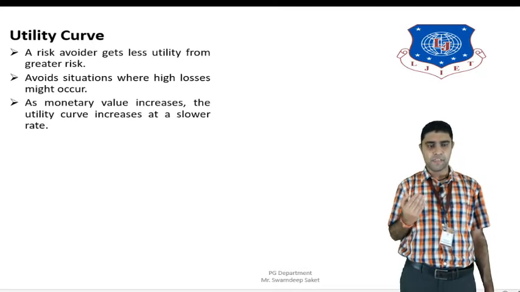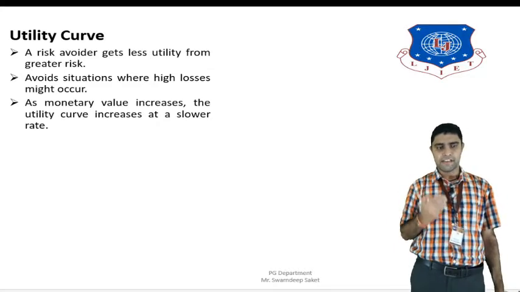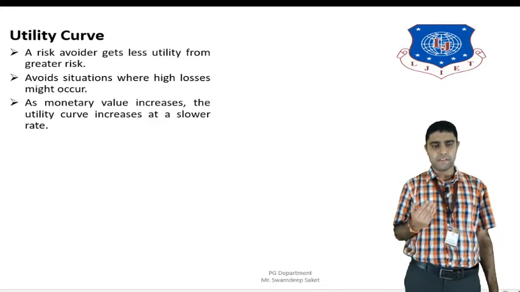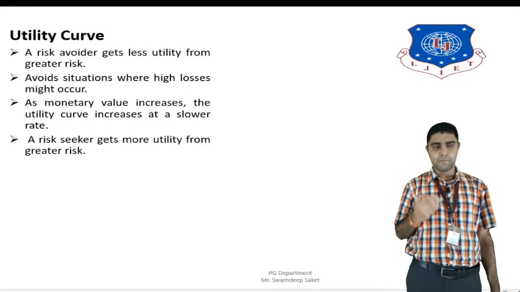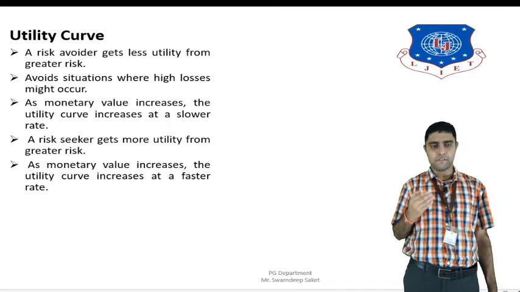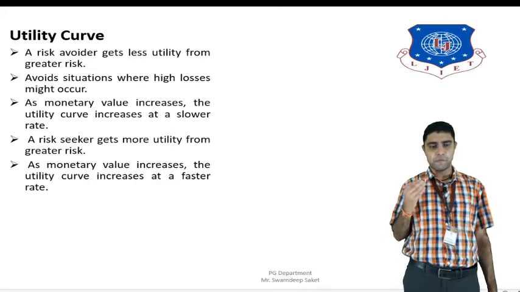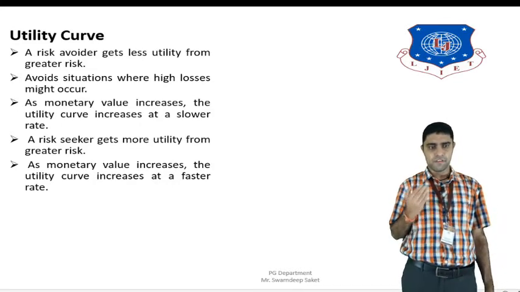As monetary value increases, the utility curve increases at a slower rate. So if we increase the monetary value, that is the expected value of any product, then the utility curve increases at a slower rate. A risk seeker gets more utility from greater risk. As the monetary value increases, the utility curve increases at a faster rate. So for a risk seeker, if we increase the monetary value, then the utility curve increases faster. If the monetary value decreases, then the utility curve will decrease at a faster rate. So this is about the utility curve.